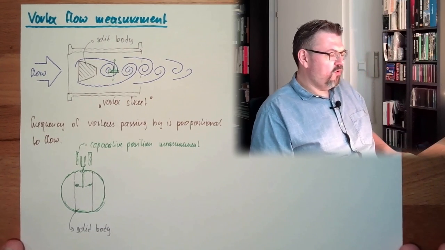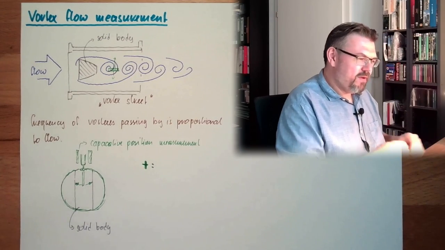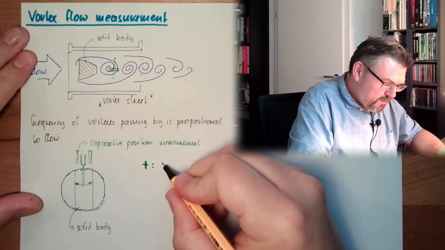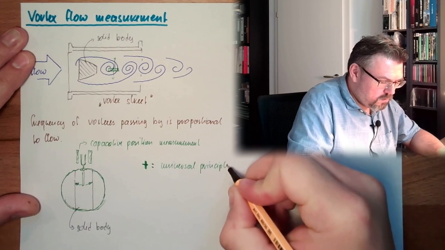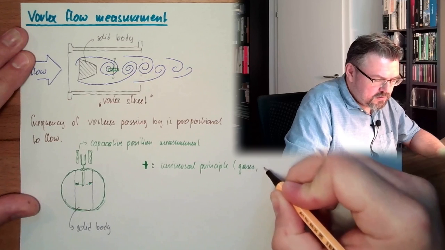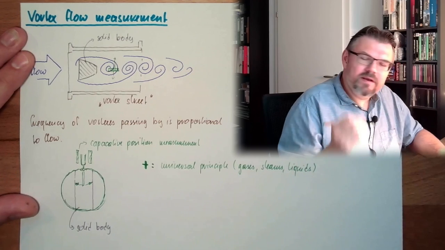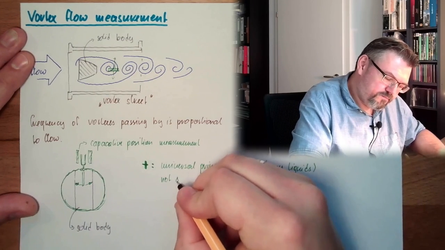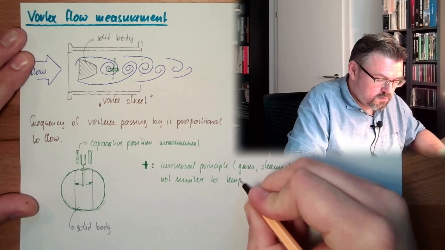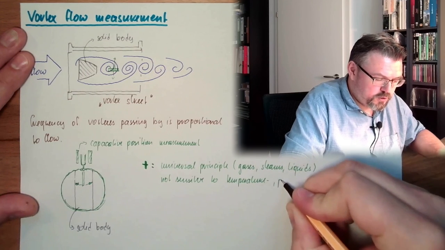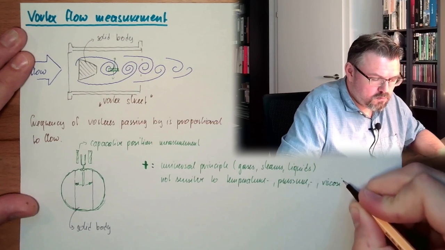Yeah, vortex flow measurement. So what are the benefits? It's a universal principle. So it doesn't really matter if you measure gases, steams, or liquids. It's universal. It's really not sensitive to pressure, temperature, or even viscosity changes.